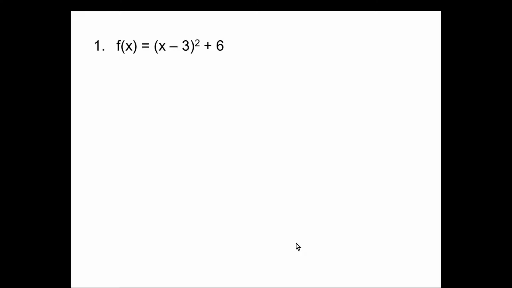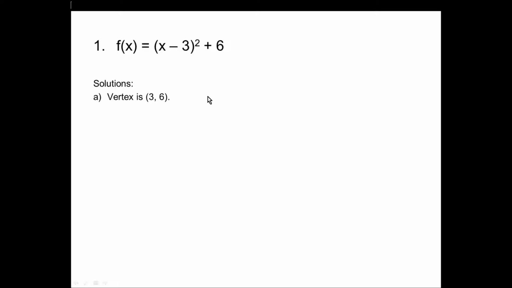Here's our first one. f of x equals (x minus 3) squared plus 6. Okay, if you compare this with the standard form, f of x equals a times (x minus h) squared plus k, our a is 1, our h is 3, and our k is 6. So the vertex is (3, 6). Remember, h is the opposite of what you see. I'm seeing minus 3. K is exactly what you see.